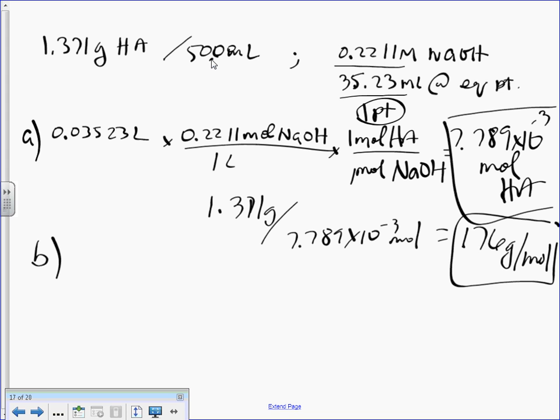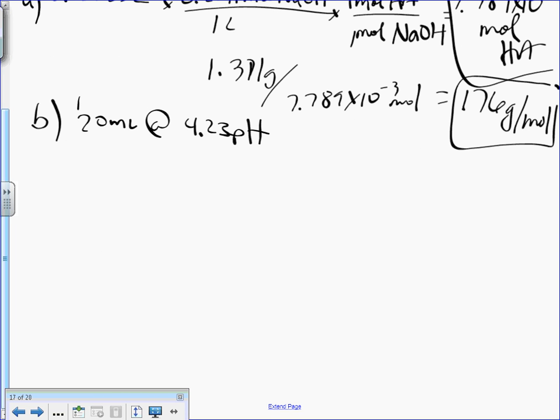Okay. B gives you a lot of just random information, right? First it tells you at 20 milliliters of sodium hydroxide, it's going to be 4.23 pH. Okay, and then it says find the acid dissociation constant. What is it asking for? Ka. Right, so you have to know acid dissociation constant means find Ka. But this is not the information I need to find Ka.